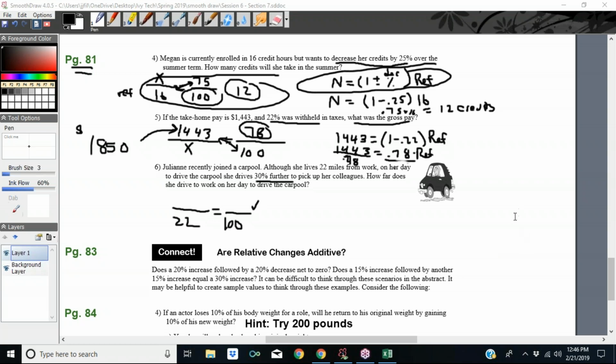We got some conflicting answers. So further, what does that mean? Less than or more than? It means more than, so it's going to be 130. So the mileage she drives when she drives the carpool is going to be more than 22. So that percentage has to be higher than 100.